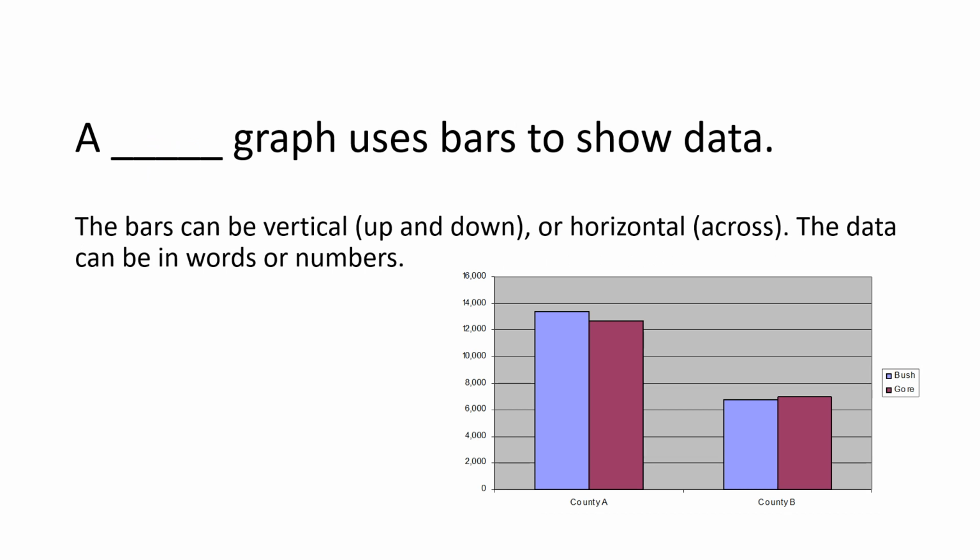Now what about this one? A blank graph uses bars to show data. The bars can be vertical, up and down, or horizontal, which means across. The data can be in words or numbers. So obviously, this one here is an example of a bar graph.